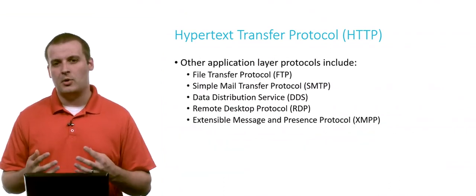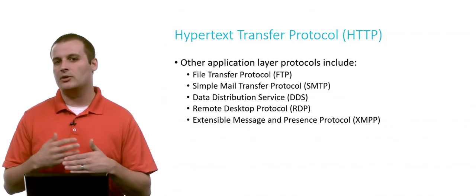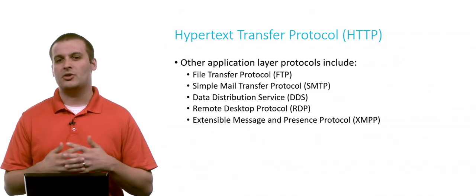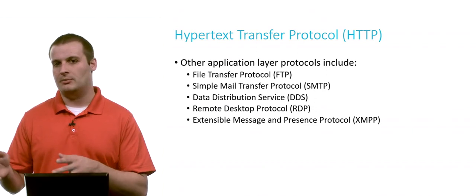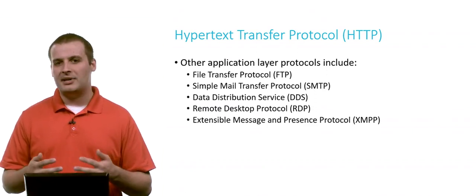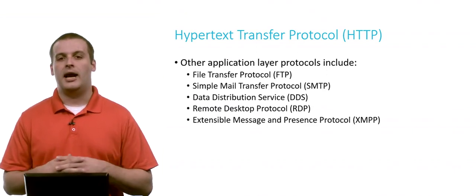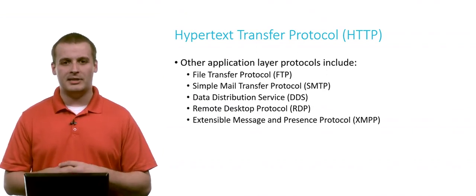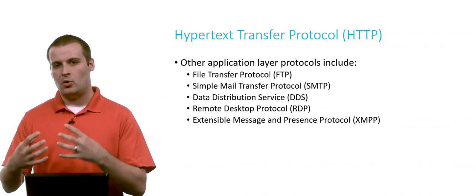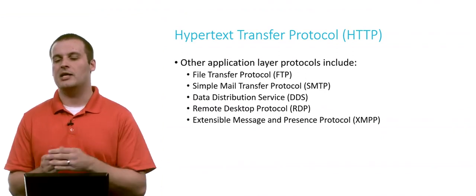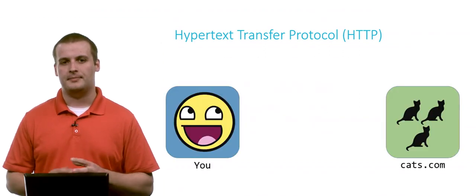There are other application layer protocols that we're not going to talk about in videos, but these include things like the file transfer protocol, simple mail transfer protocol for sending emails, the data distribution service, remote desktop protocol, RDP, which is used if you want to remotely access your computer from another computer, XMPP, which is frequently known as Jabber or Chat. So this is the protocol for using chat services. And there are many, many others. So every time you're using a service, the service is expecting requests to be received in a very particular format and is required to return information back in a very particular format as well.